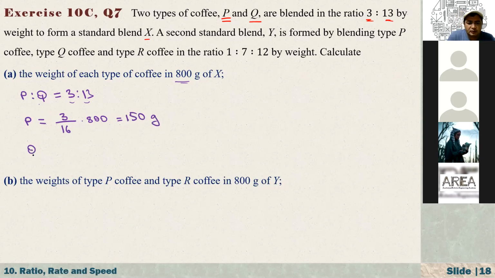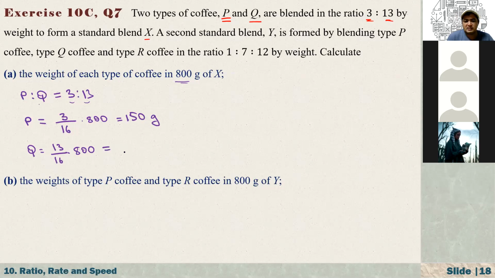And how about type Q? Since we are adding just 2 parts, if type P is 150, the second type should be 800 minus 150. Or I can also find it this way: 13 out of 16 times 800 grams, that's 50 times 13, which is equal to 650 grams of type Q.